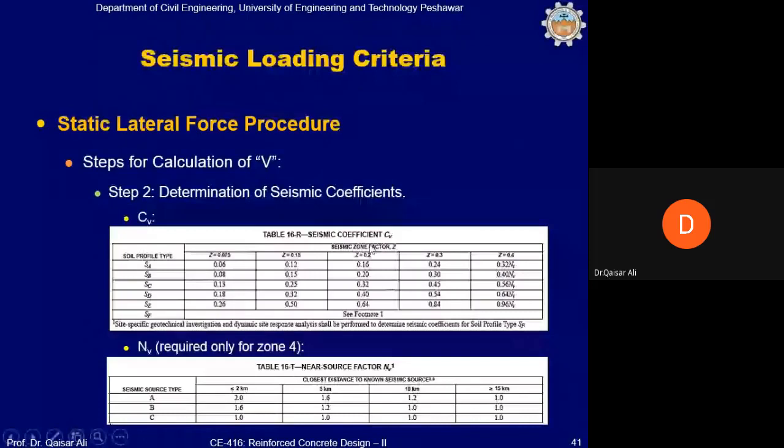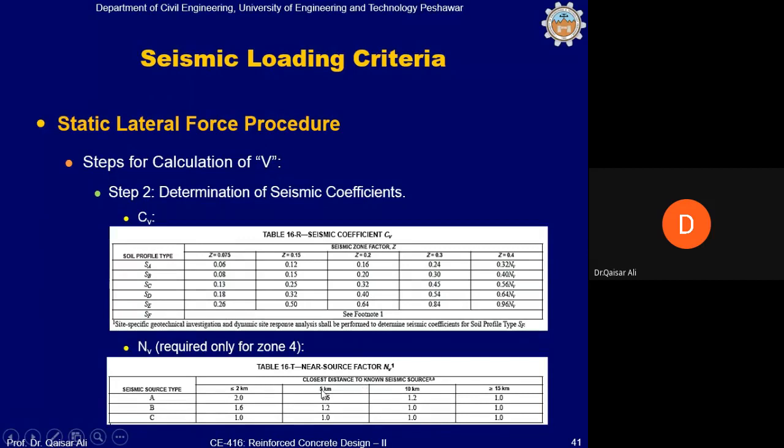The next is the distance to the epicenter. This is the seismic coefficient Cv corresponding to soil type and Z factor. So once we know the Z factor and soil type, for example, let's say our soil type is SD and we are working in zone 2B, then corresponding to seismic zone factor Z, the Cv coefficient, which is used in the basic equation corresponding to SD type soil, is 0.4. Okay.